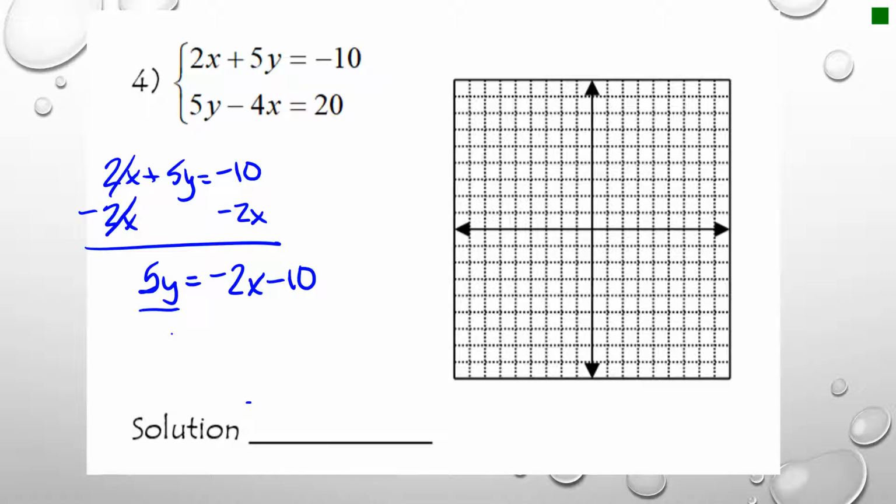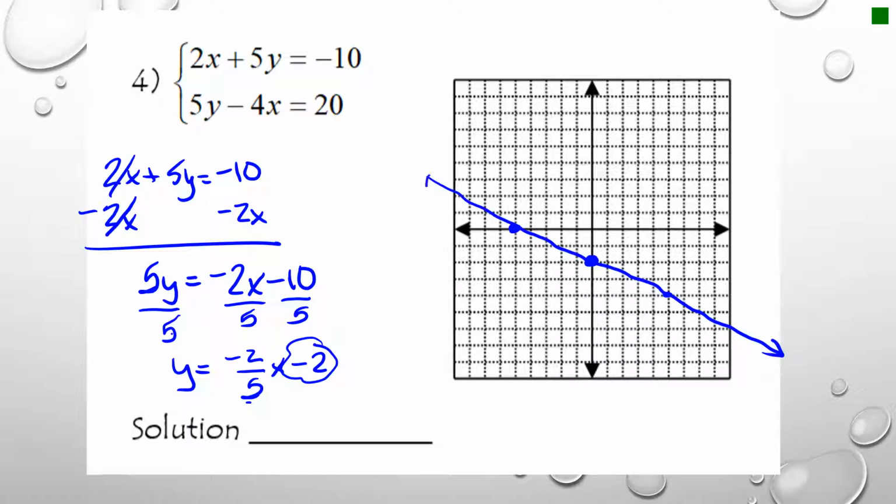Okay, we got to get rid of the times 5, so we're going to divide everything by 5. So y is negative 2 over 5x. Negative 10 divided by 5 is negative 2. We begin right here at 0, negative 2. We go down 2, right 5. We can't do it again, so we're going to go up to left 5. This is an equation, so I'm just going to draw a nice straight line. That's a horrible line. I hope you guys are better at that than I am.